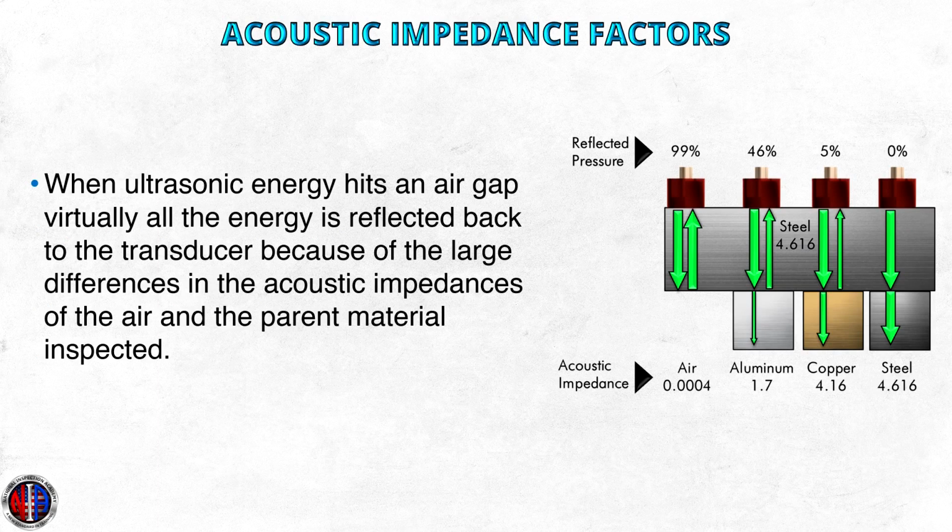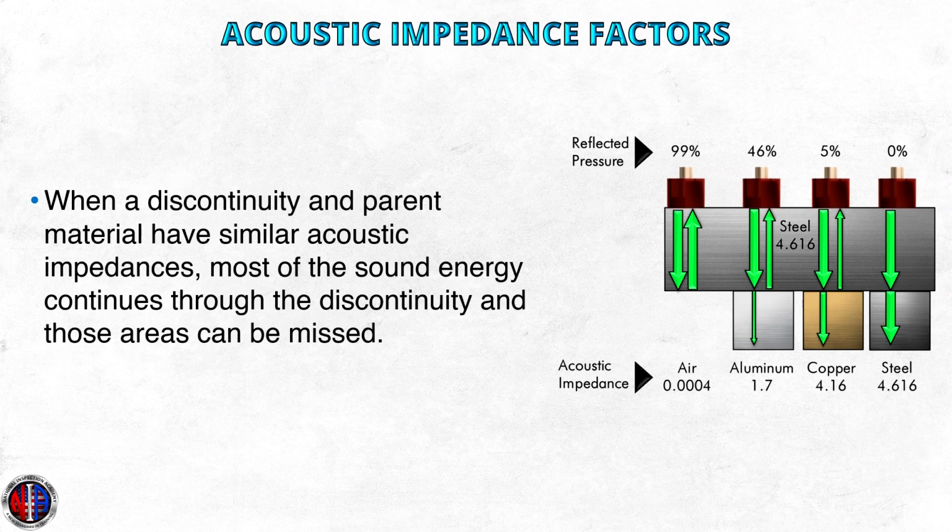Acoustic impedance factors. When ultrasonic energy hits an air gap, virtually all the energy is reflected back to the transducer because of the large differences in the acoustic impedances of the air and the parent material inspected. When a discontinuity and parent material have similar acoustic impedances, most of the sound energy continues through the discontinuity, and those areas can be missed.